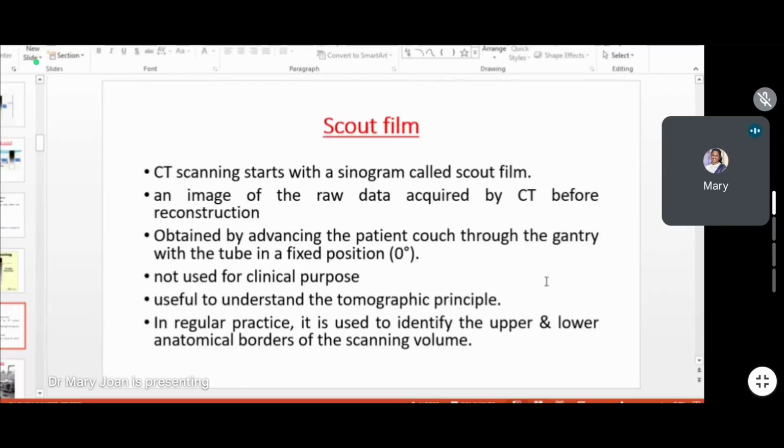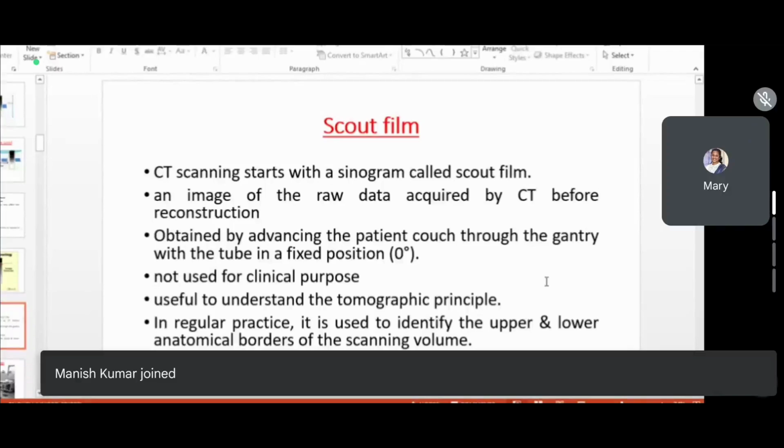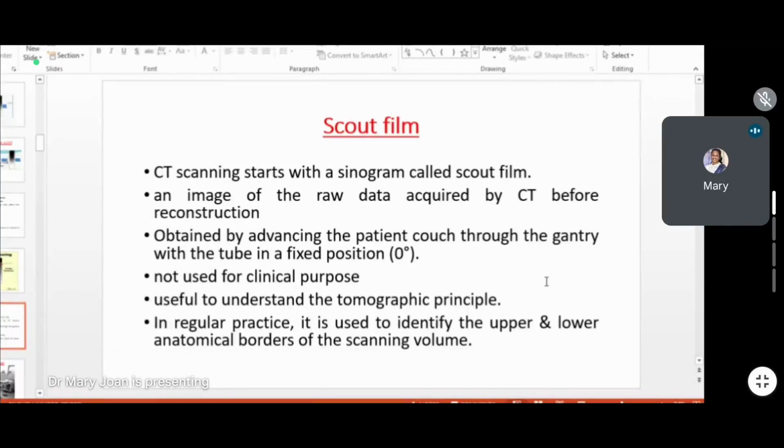So we want to study the urinary system. So we are taking a CT scan, and before going for the CT slice by slice tomographic imaging, we'll take a scout film and see that the field of view encompasses the area of interest. That means it encompasses the renal system completely. And once that is identified, then we will set that, and then we will go for the tomographic imaging process.